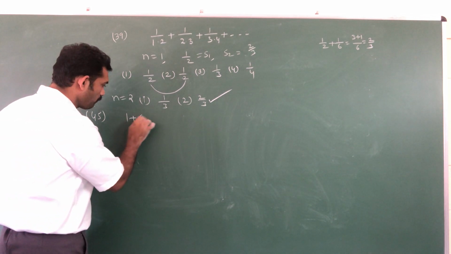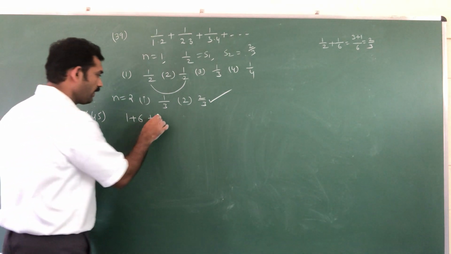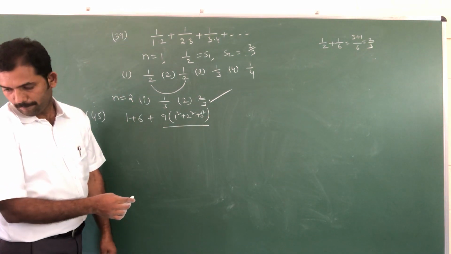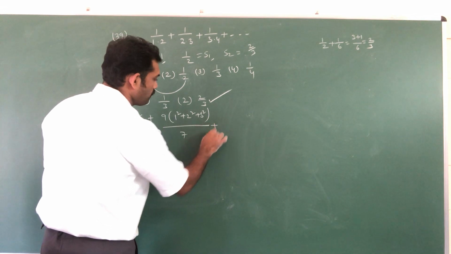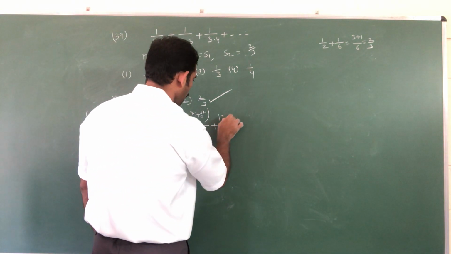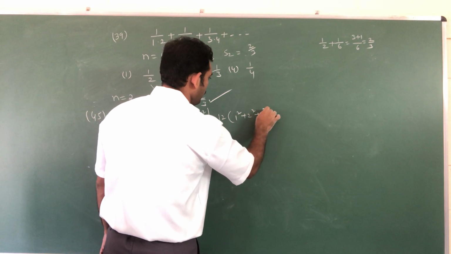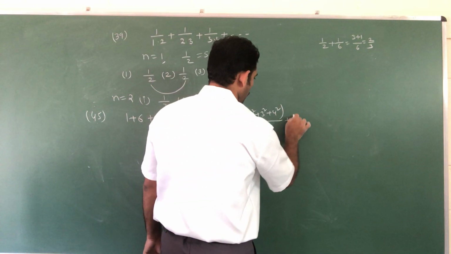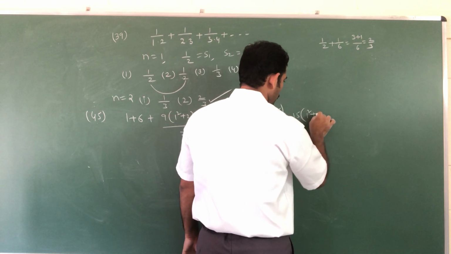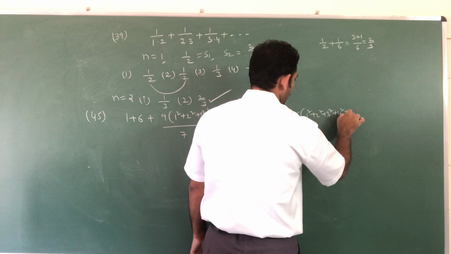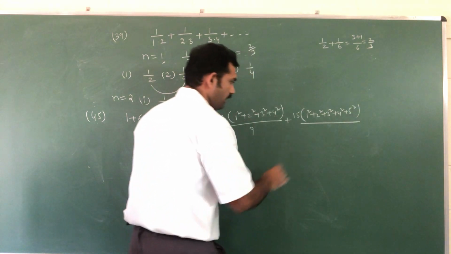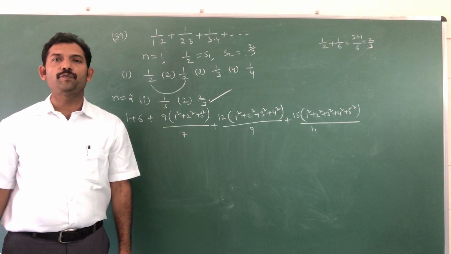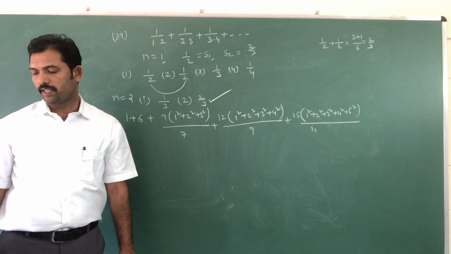One plus 6 plus 9 of 1 square plus 2 square plus 3 square divided by 7 plus 12 of 1 square plus 2 square plus 3 square plus 4 square divided by 9 plus 15 of 1 square plus 2 square plus 3 square plus 4 square plus 5 square, and so on, divided by 11 and so on up to 15 terms. Up to 15 terms, what is the value?